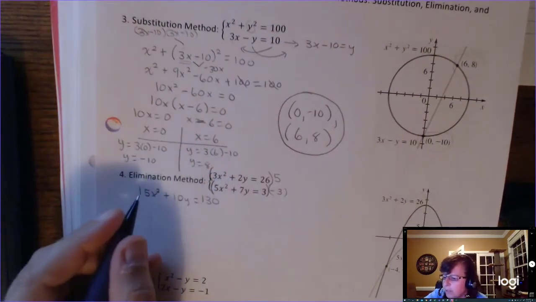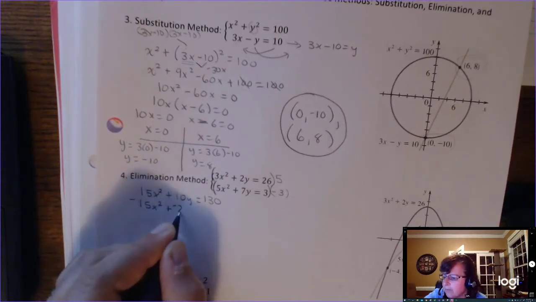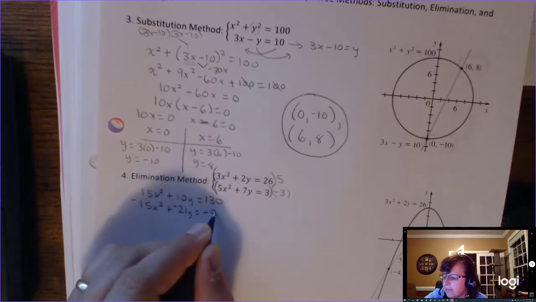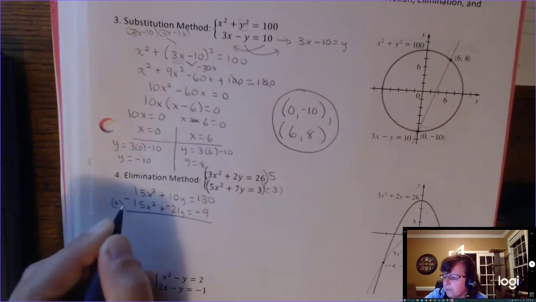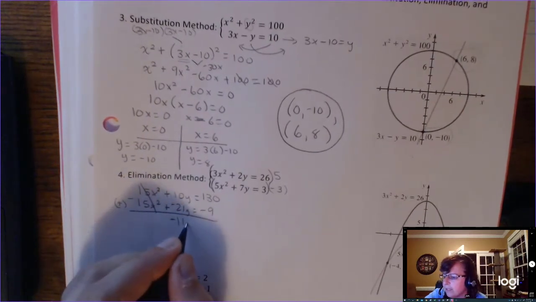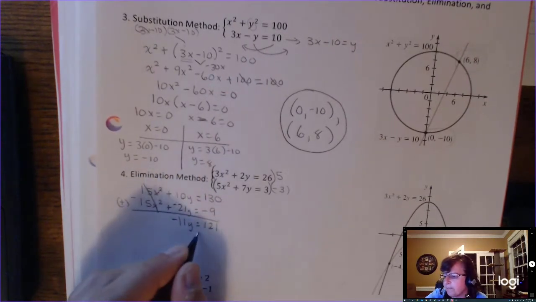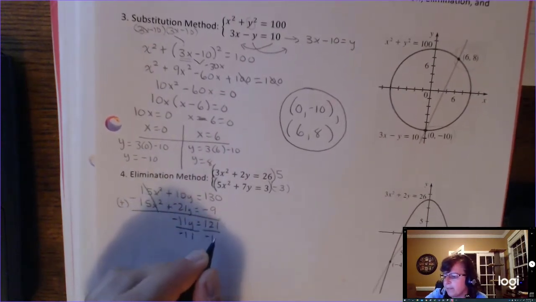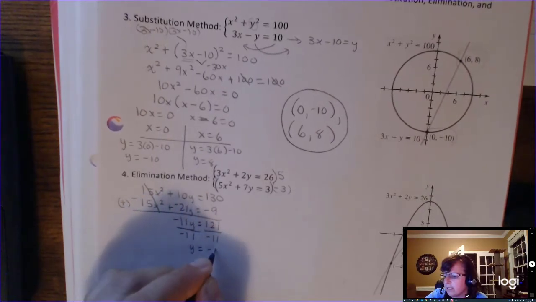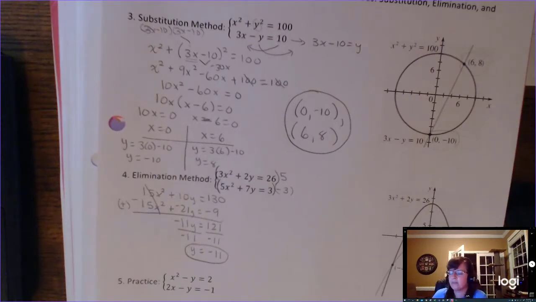And the bottom equation would be negative 15x squared plus negative 21y equals negative 9. So if I add, these go to 0, and then 10 minus 21 is negative 11y, and then 130 minus 9 is 121. And if you divide by negative 11, you get y is equal to negative 11. Okay. That is the part of an ordered pair.